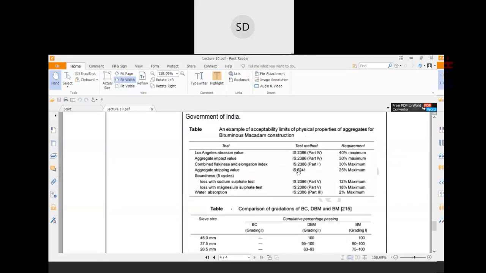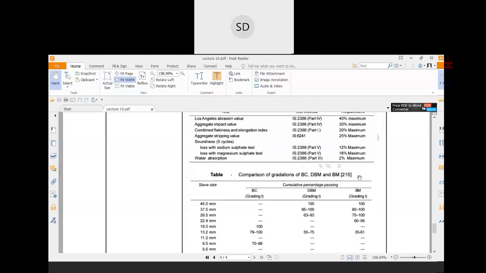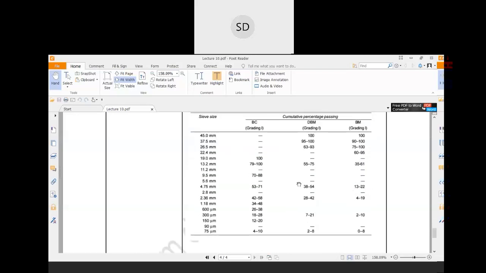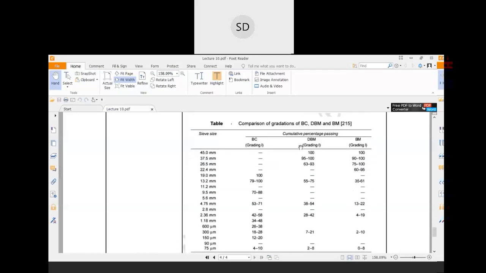Now, these are the different tests of the aggregate which we have discussed, these are the IS codes which have to be followed, and these are the requirements. And this is a comparison for bituminous concrete, dense bituminous macadam, and bituminous macadam. So what should be the different sizes in the comparisons?